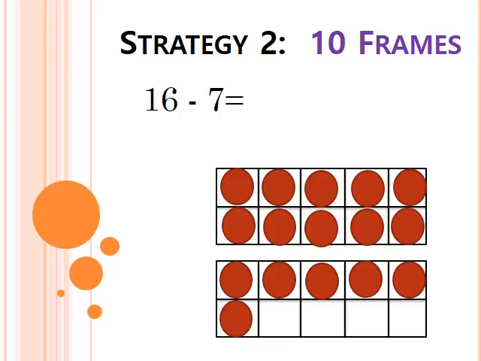Strategy number 2 is 10 frames. Here we have 16, and we have 16 represented by the two 10 frames. Now, let's take 7 away. 1, 2, 3, 4, 5, 6, 7. Now, if we look, after we take those 7 away, we have 9 left. Again, this works really well if you have small numbers, but the first time you have triple or more numbers, 10 frames are going to take a long time.